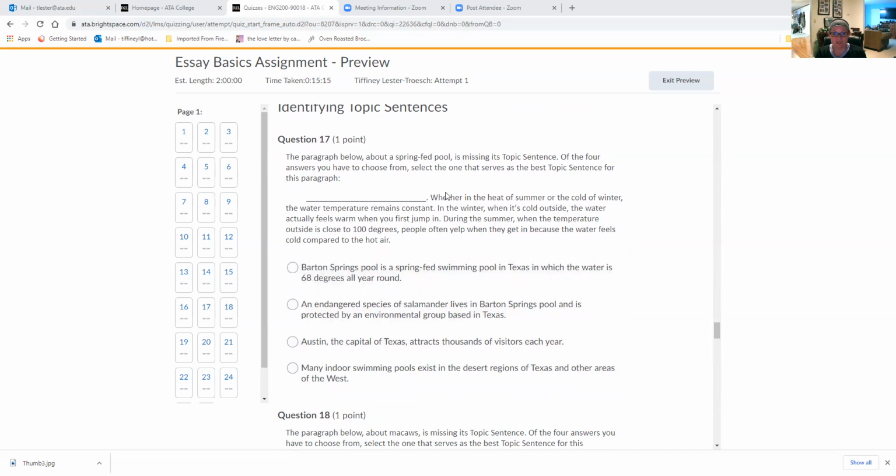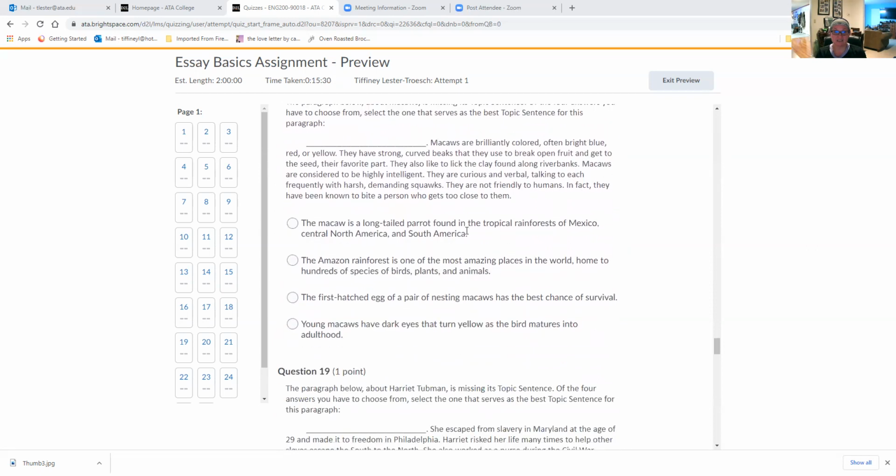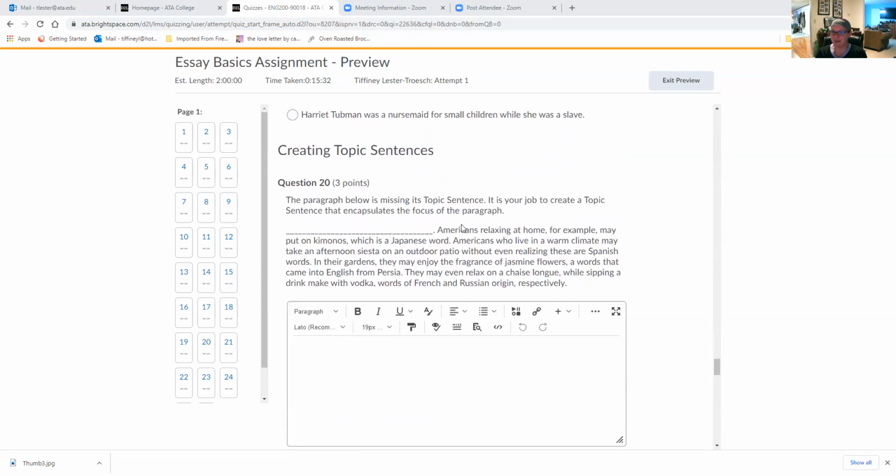Pay attention to exactly what is being discussed in the paragraph, and then choose the topic sentence that you think works best for this specific paragraph. Right? So again, you're going to do that for 17, 18, and 19. The next section is on creating topic sentences. Now we have a paragraph. Again, it's missing its topic sentence, but now it's your job to create a topic sentence for this paragraph, right? So you're going to want to read through this.